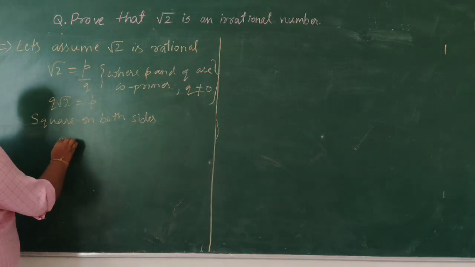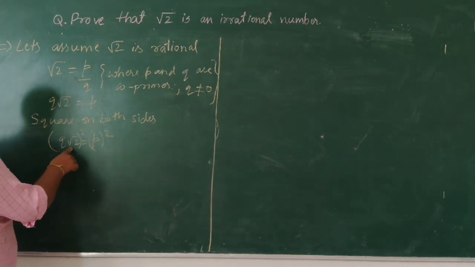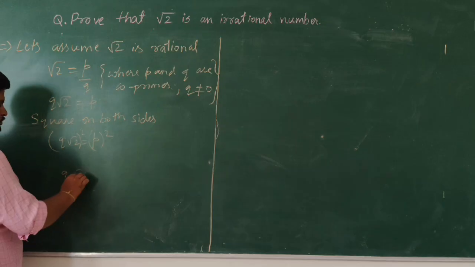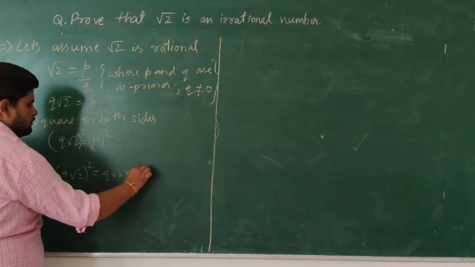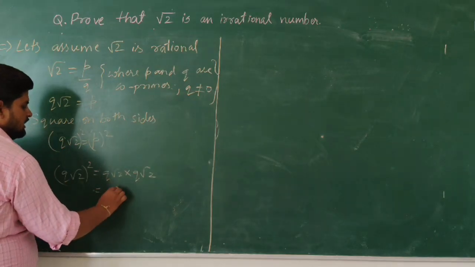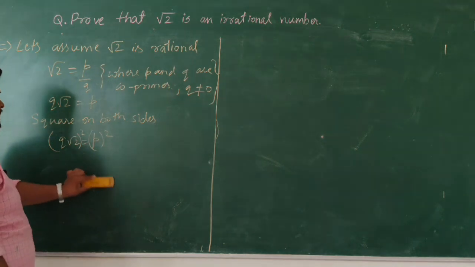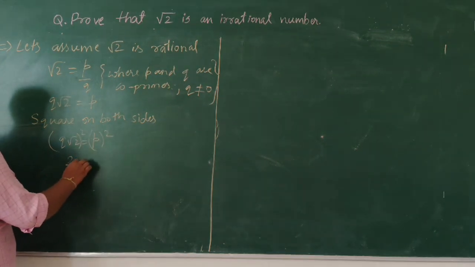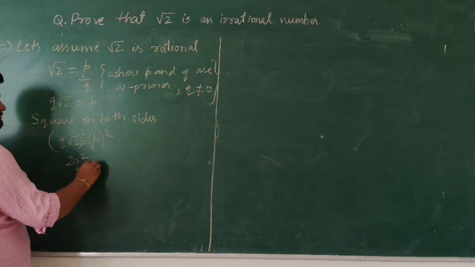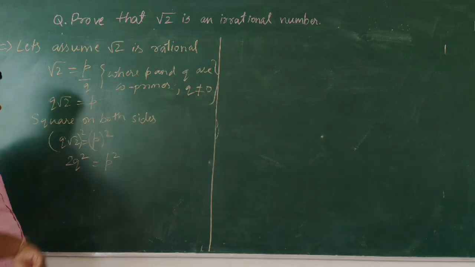So the equation will not get disturbed. Initially I had Q root 2 is equal to P. Now I squared the LHS, I also squared the RHS. So I am getting Q root 2 whole square, which is nothing but Q root 2 into Q root 2. Q into Q is Q square. Root 2 into root 2 is 2. It becomes 2Q square. So I can write Q root 2 whole square is equal to 2Q square, whereas P square, I will write as P square itself.